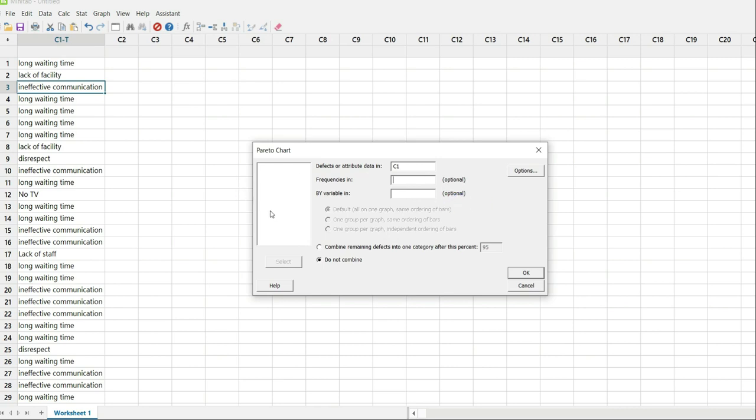Here I'm constructing a Pareto chart for raw data, not the classified one. There are two kinds of data we can use for the construction of a Pareto chart. One is raw data, another one is classified. But this is the raw data. So if you have raw data, no need to choose anything in box 2 and box 3. Just transfer column 1 to the first box. Also, make sure we always choose Do not combine. Choose Do not combine. The rest are default. No need to choose anything from the options.